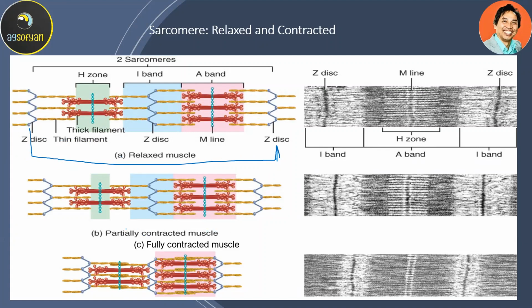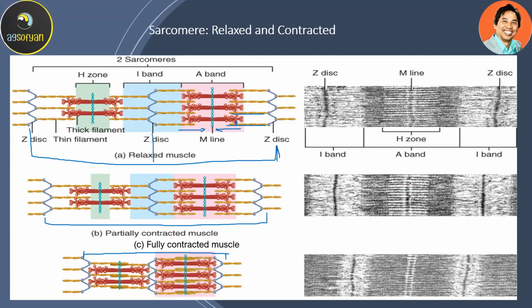When it is contracted, then what happens? It becomes shorter. Okay, it becomes shorter. When it is fully contracted, it becomes even a lot shorter. So basically, when the muscle contracts, the sarcomere becomes shorter. So what happens is actually the head of the myosin will pull this actin to the middle. So going to the middle over here.